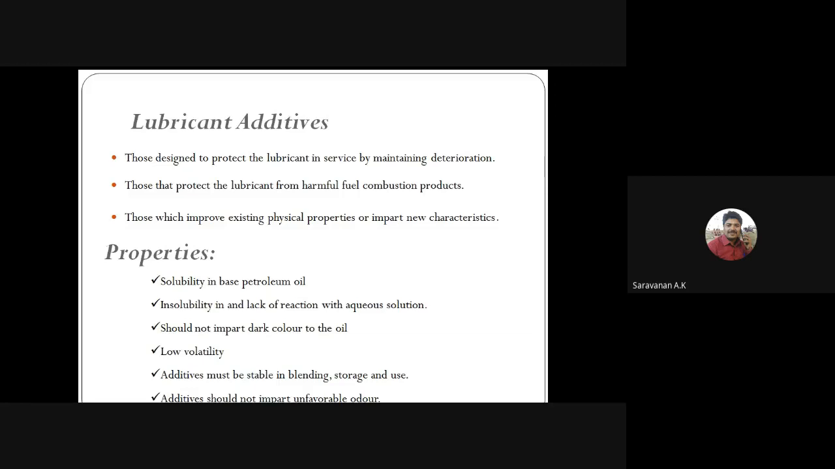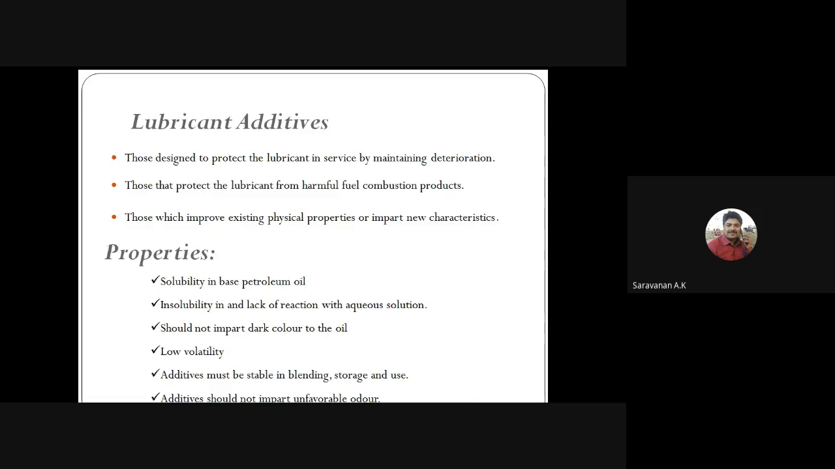So we have to add some agents, some chemical compounds, and these chemical compounds and agents are called additives. By adding these additives to a lubricating oil, we can get a good quality lubricating oil with improved lubricant characteristics.